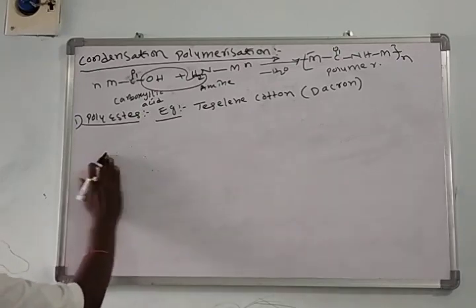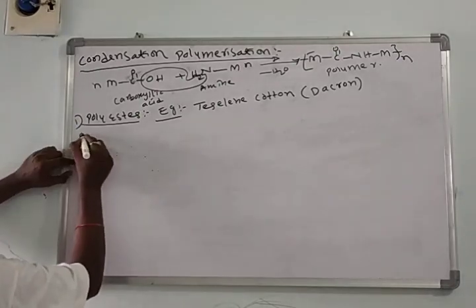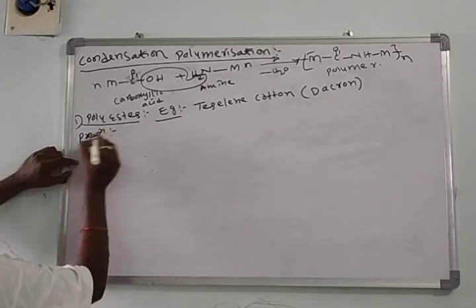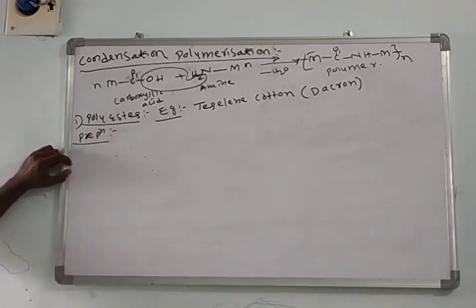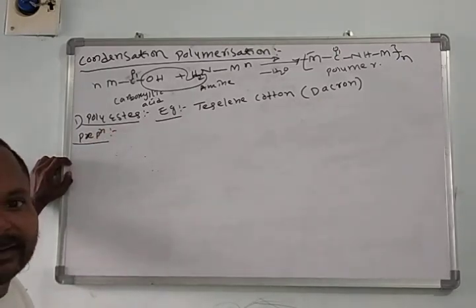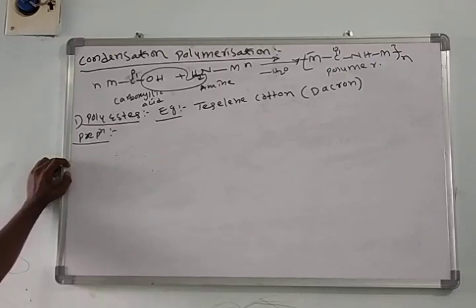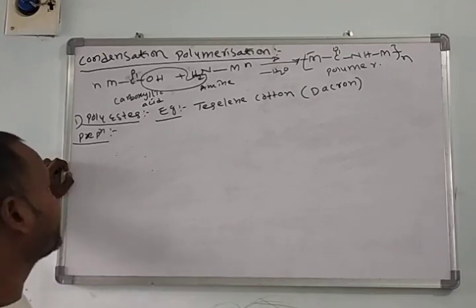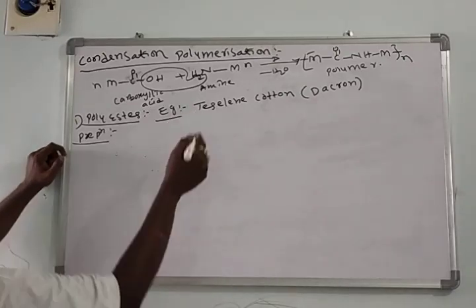How are we preparing the terylene cotton? Terylene cotton is used in the fabric industry. This we already know about. So many fabrics are prepared by using this polyester. How will we prepare this terylene cotton?